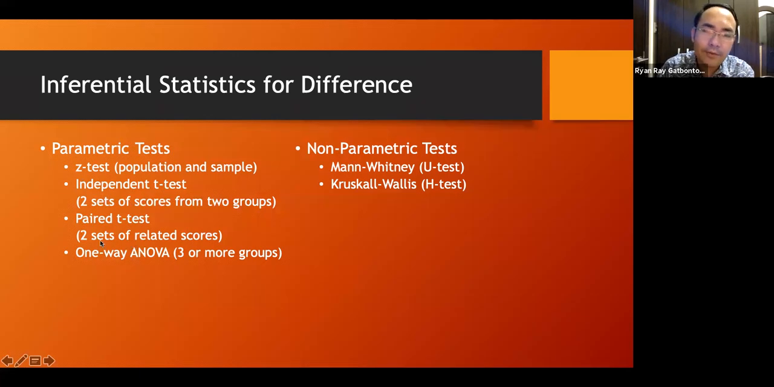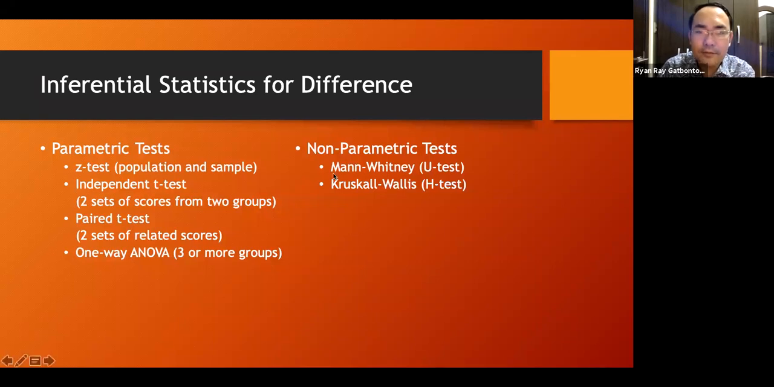The third type of parametric test is your paired t-test, for comparing 2 related scores, either from before or after an observation or an intervention. But if you want to compare the scores of 3 or more groups, you use a one-way ANOVA. For tests that involve the ordinal level of measure and the nominal level of measure, we use the non-parametric test.